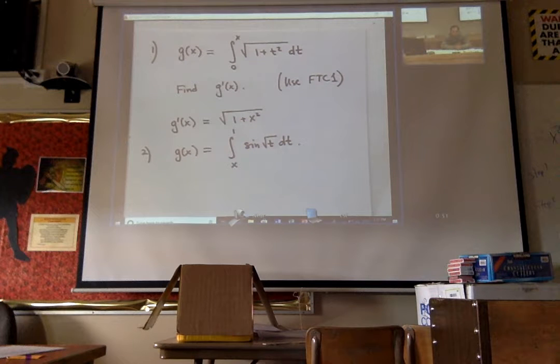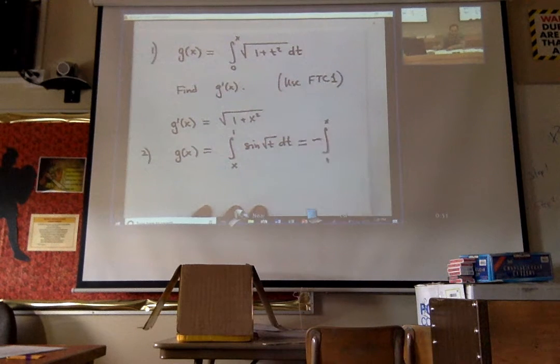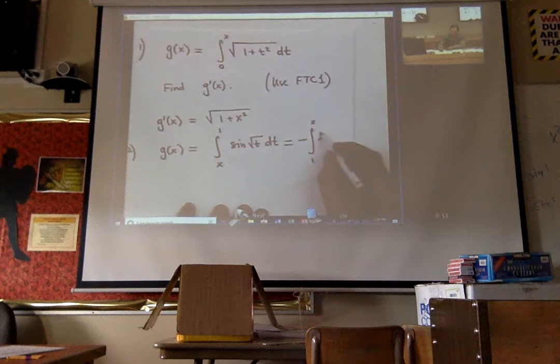X is sitting where? On the bottom, right? The theorem is not going to work. X has to be on the top. How can we do this? We go back to yesterday's lesson, where we used the property. The property said that you can flip upper and lower limits, but you have to put a negative. And we have sine square root of t dt.